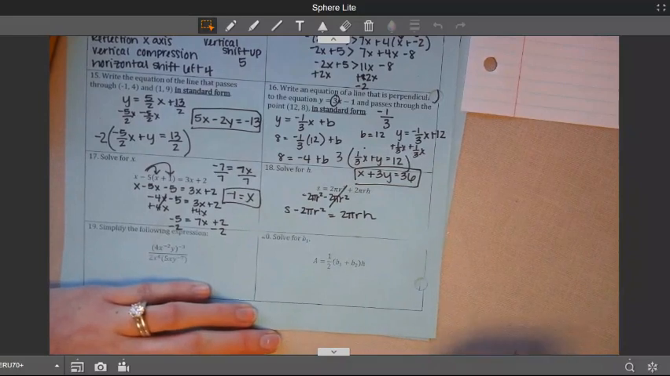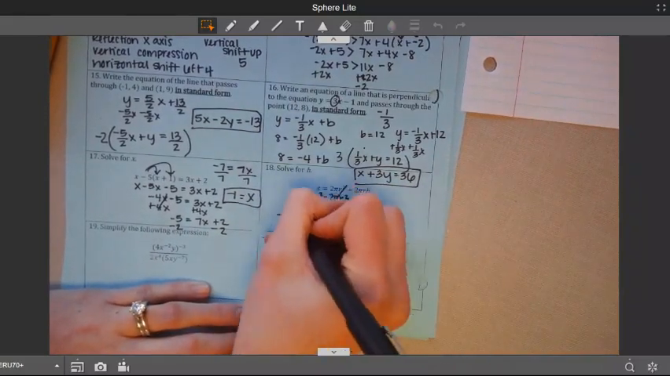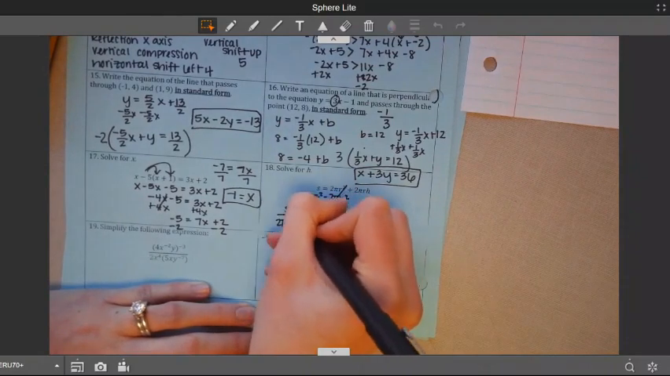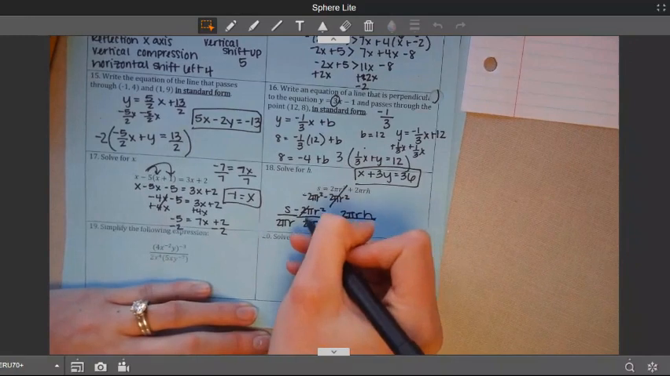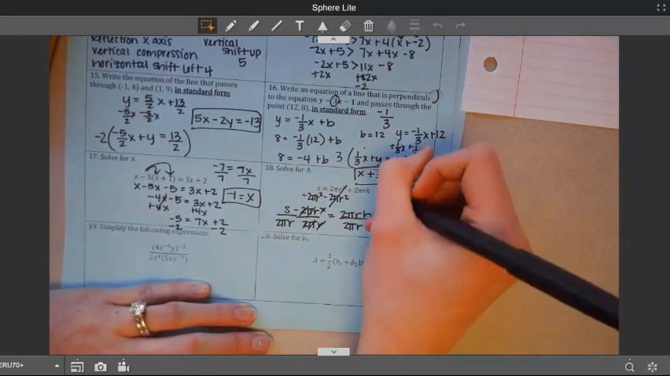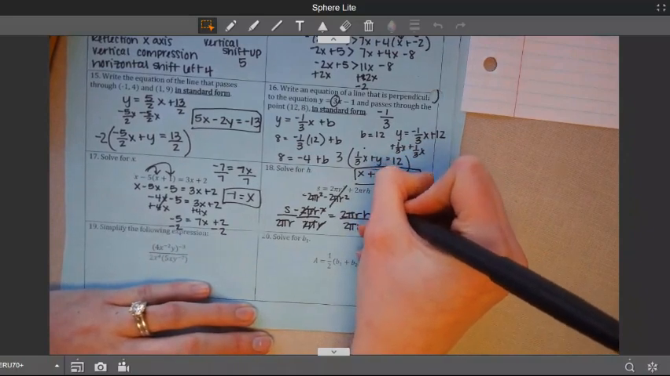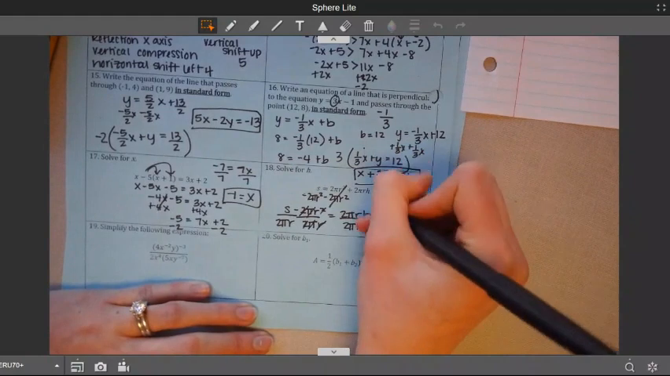Well, all of these are being multiplied by h, so I'm going to divide this by 2 pi r, and I'm going to divide both of these by 2 pi r. I can cancel that 2, that pi, and one of the r's, so I'm left with s over 2 pi r minus r is equal to h.